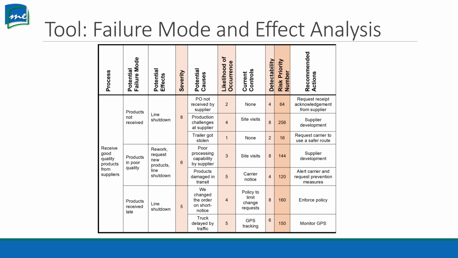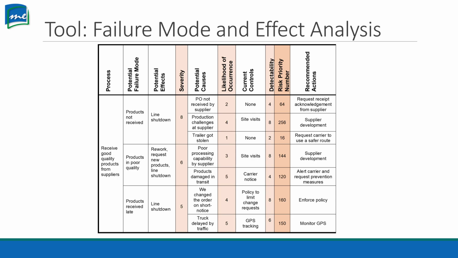So what can we do to control these potential causes? Well, we can't control anything if the supplier does not receive the purchase order. So there's no control there. But we can do site visits to help reduce the production challenges at the supplier. And we have no control if the trailer got stolen. So for detectability, we can detect 4 out of 10 that the purchase order was not received by the supplier. And through site visits, we can detect the production challenges at the supplier, so that's an 8. And then we can't really detect the trailer got stolen, so they rated it a 2.